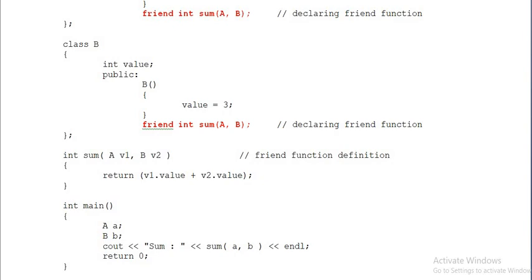In the main program, we have two objects, small a and small b, and we call sum within brackets a comma b. The value of small a is passed to v1. v1 dot value is nothing but the value of class A, and b is passed to v2. v2 dot value is nothing but the data of class B.